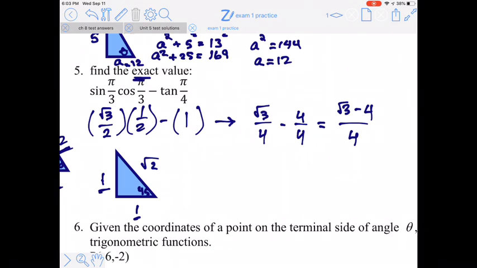We okay? Wait, sorry, I got lost. How'd you get 4 over 4? So this came from multiplying these, and then we had to subtract 1, but since this had a denominator of 4, I wanted to change 1 to have a denominator of 4. So 1 is 1 over 1, which is the same as 4 over 4, so they have the same denominator. Good question.